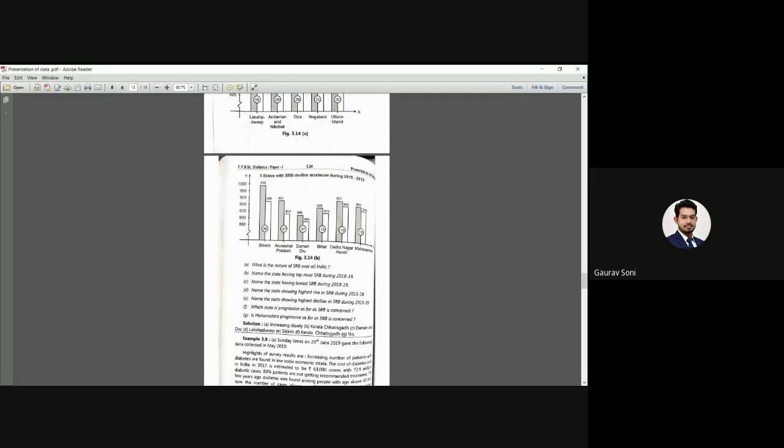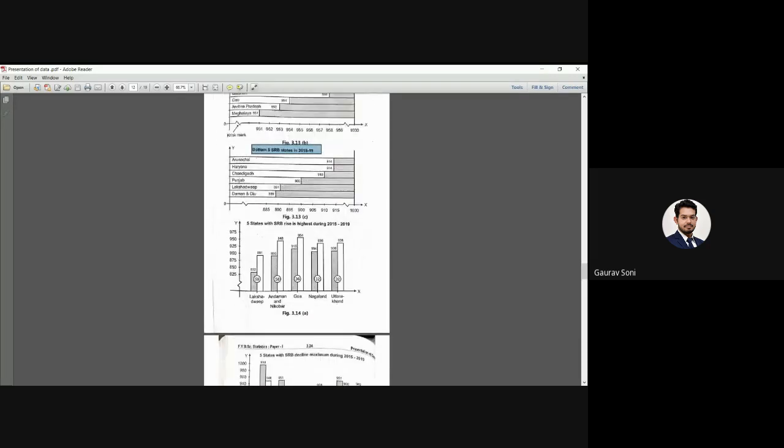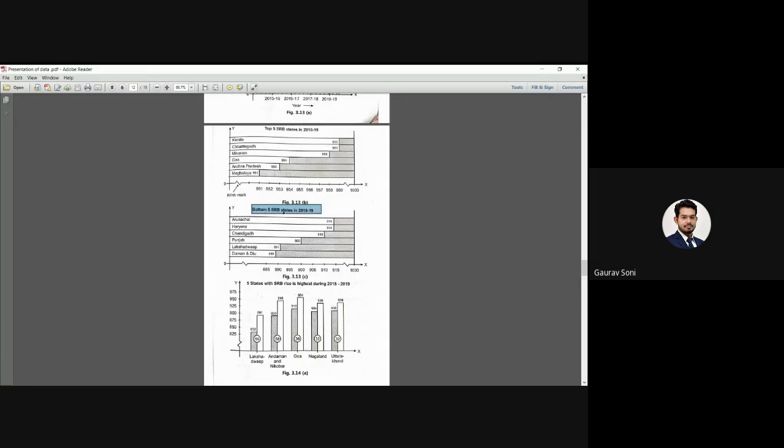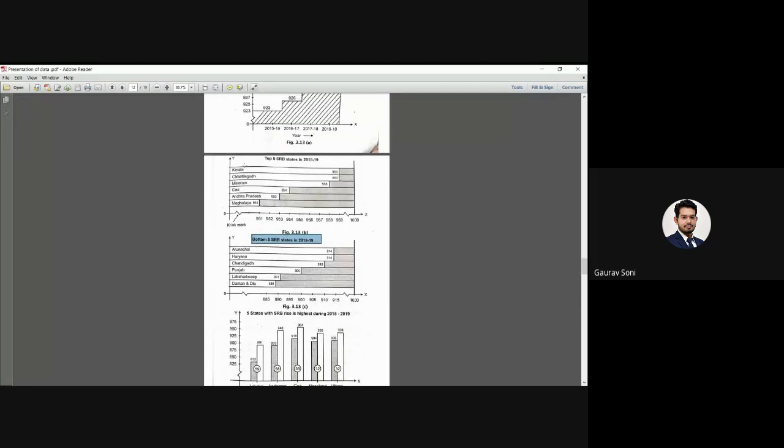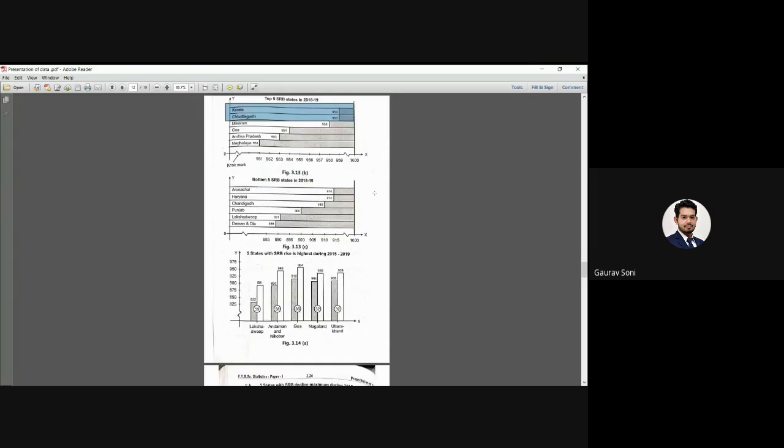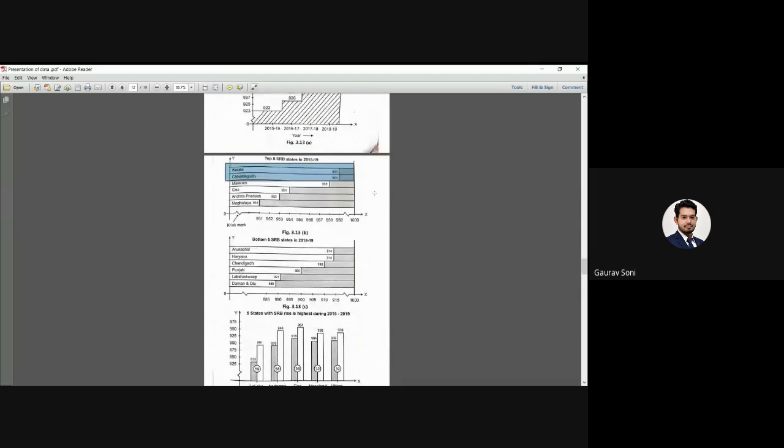Next question. Name the state having top SRB during 2018-19. So we'll go to the 2018-19 graph, the top 5 and bottom 5 SRB. In this chart, we can see that Kerala is having the highest sex ratio. Sorry, there are two states, Kerala and Chhattisgarh. Both of them have 959. But actually, if you see the data for today, the highest is Kerala. But in this graph, it is showing that Kerala and Chhattisgarh have the highest sex ratio.